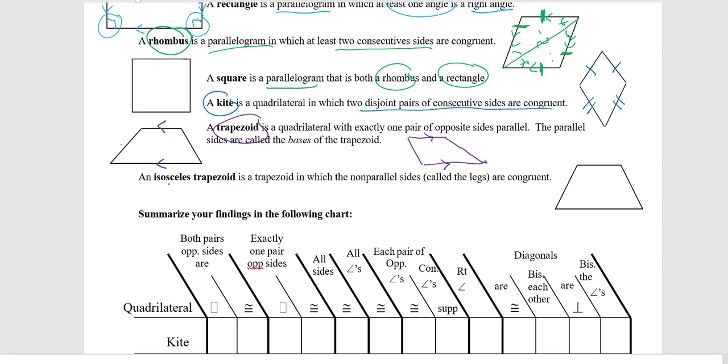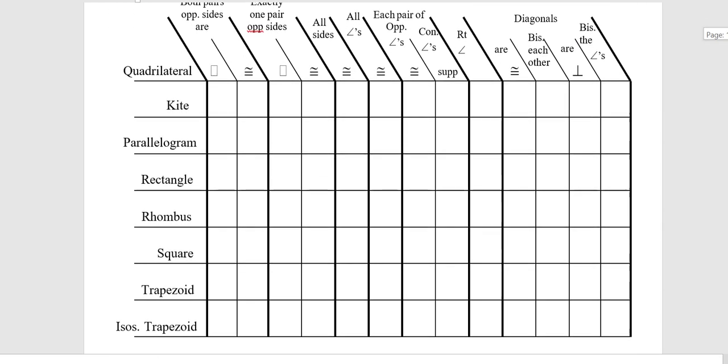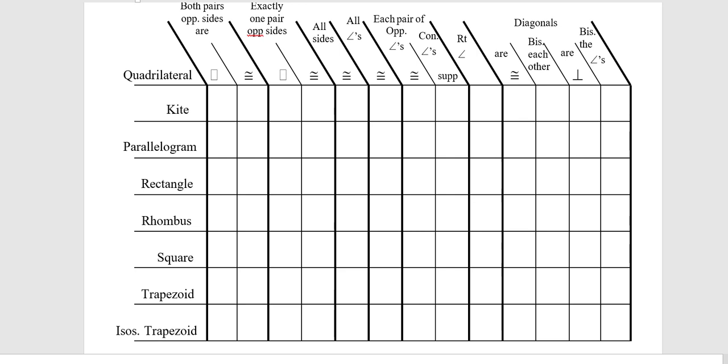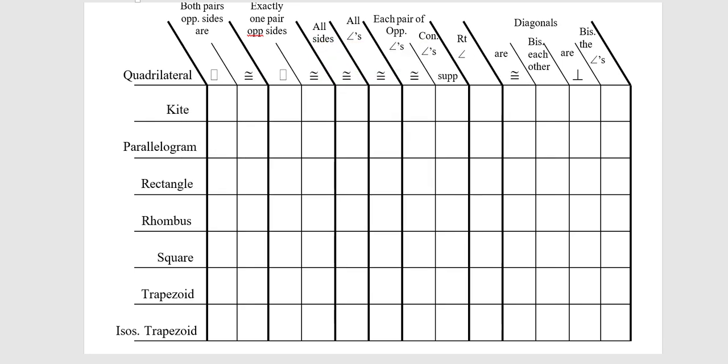An isosceles trapezoid is the last one, and that's basically a trapezoid where your legs are congruent to each other. So one pair of opposite sides parallel, and the legs are congruent to each other. And normally what we would do in class is we would take this chart here and try to fill this chart out, basically putting a little check mark next to things that are true. If you want, right now you can pause the video and try filling this chart out.